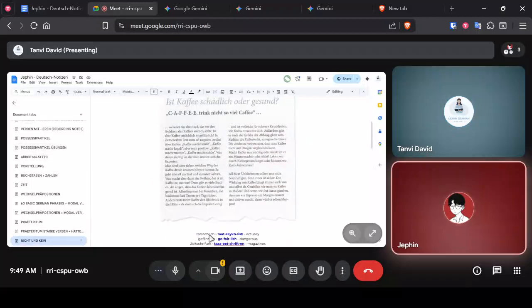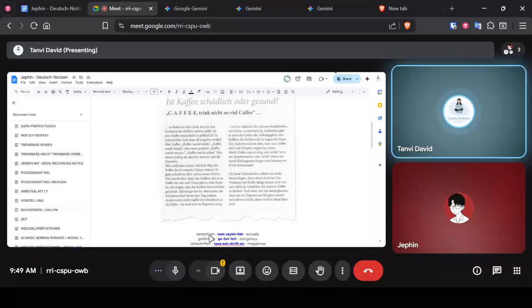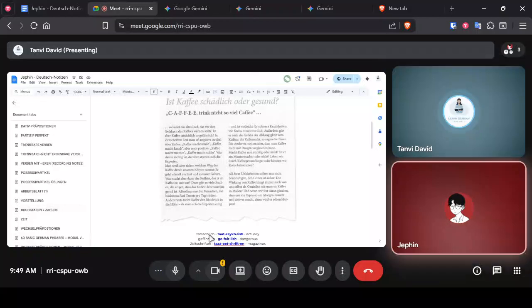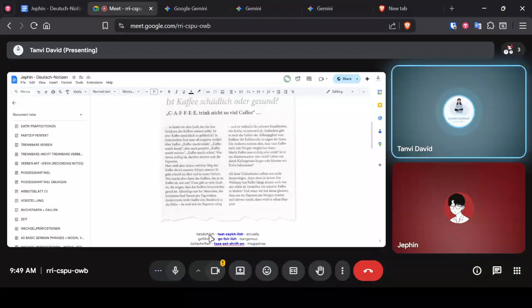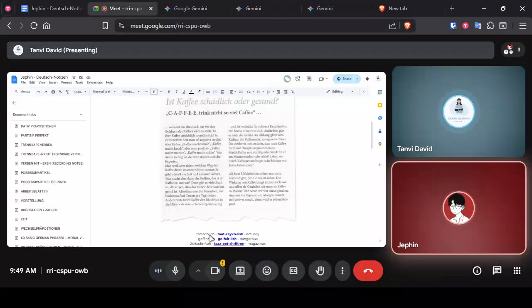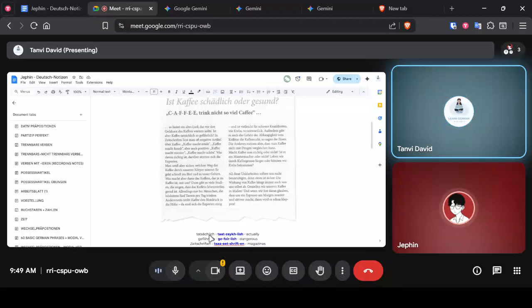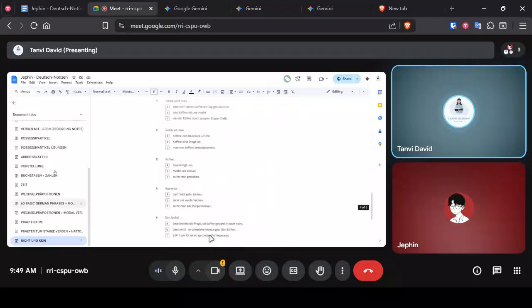All right. Now, when it comes to trennbare Verben und nicht trennbare Verben, what happens is we have participle perfect forms for these as well. And I'll be talking about these in today's session. If I can, nicht trennbare Verben as well. Otherwise, I'll talk about trennbare Verben.